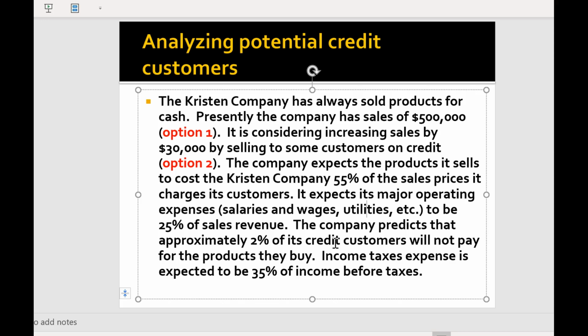The question is, how are we going to weigh between these two options? Notice that the firm has a very certain cost structure, which is 50% of the sales would be the cost of goods sold. Okay, and then it expects all the major expenses are 25% of sales revenue. Tax expenses will be 35% of income before taxes. Okay, so now we are going to talk about which options to choose.